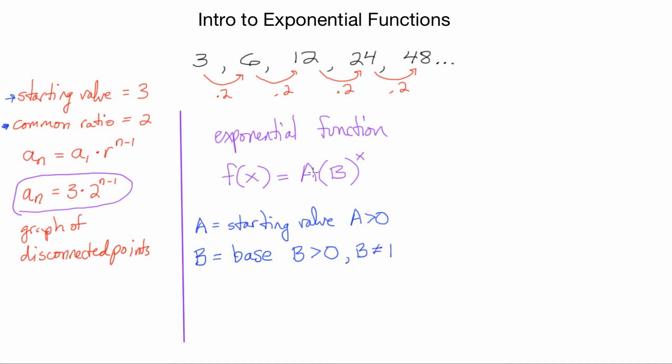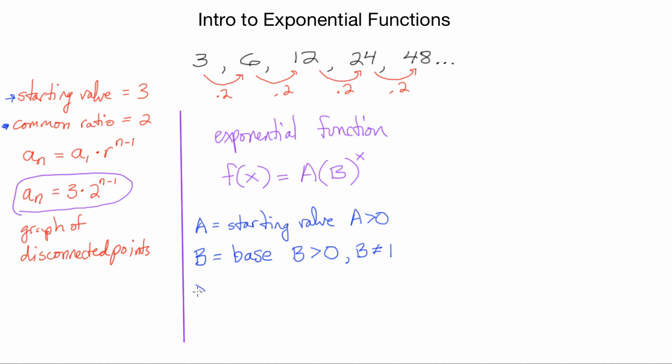If b is 1, then I just have some value a times 1 repeatedly, and I actually don't have any function. I just have a constant value. So b can't be 1 because that's not very interesting to multiply by 1. And b has to be positive because I can't be flip-flopping with negative values and taking powers of negative values. So there we go. We've defined a, we've defined b.